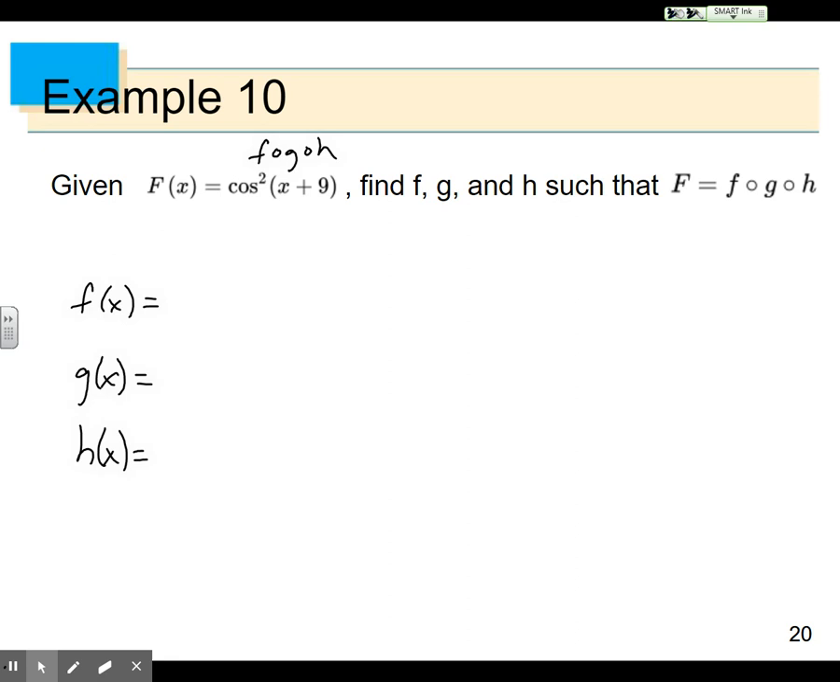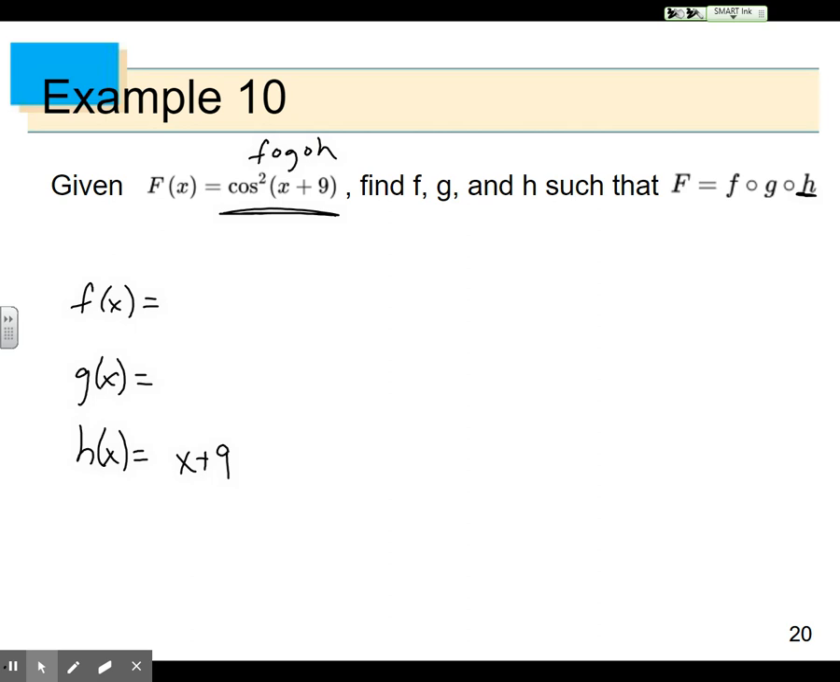But I can still use the same idea of starting on the inside and working my way out. And I see that this h right here is on my very inside. So I want to find what's on the very inside of this function right here. I think it's x plus 9. What's next on it? It's going to be my g.